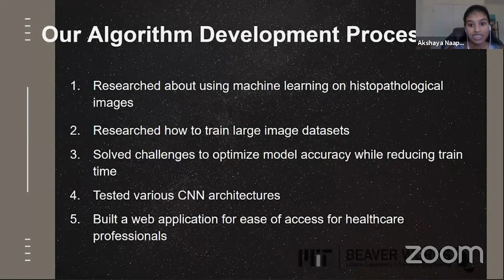And then we tested various CNN architectures. Each of us tested various different CNN architectures, and we took the best model, which we all then ran again to collect the final results, just in case someone's program crashed while running. And finally, we built a web application for the ease of access for healthcare professionals.